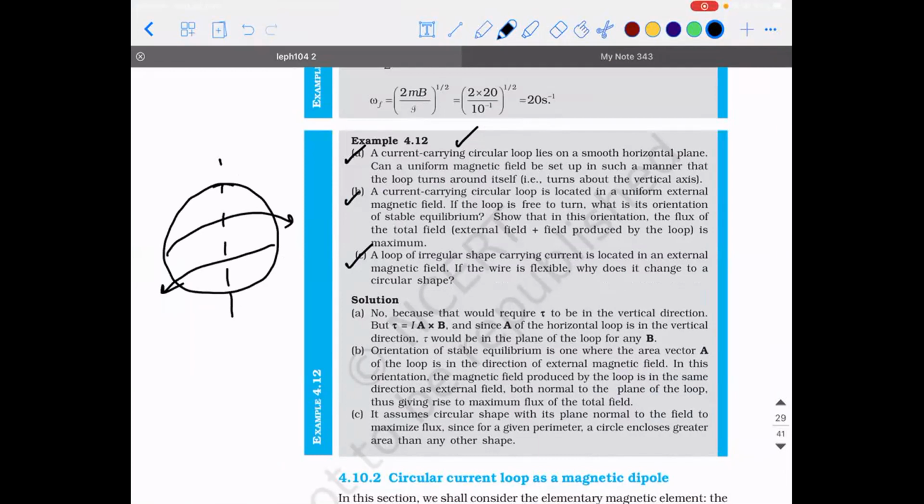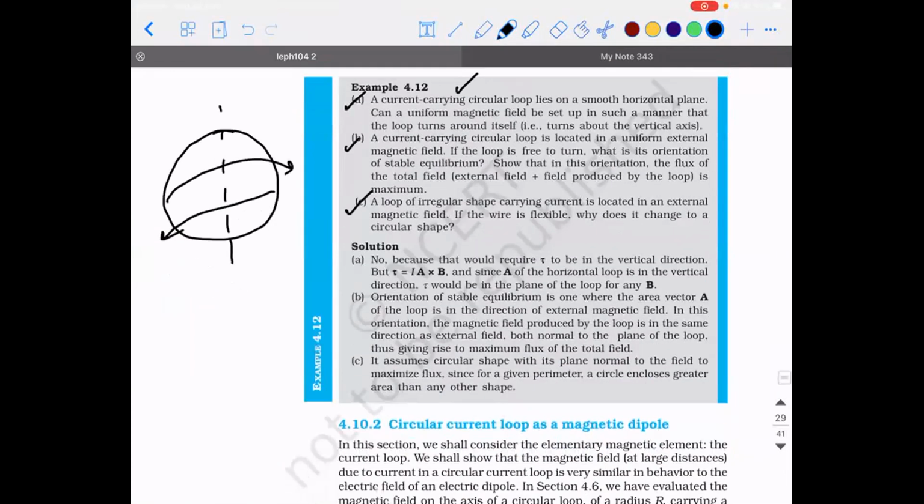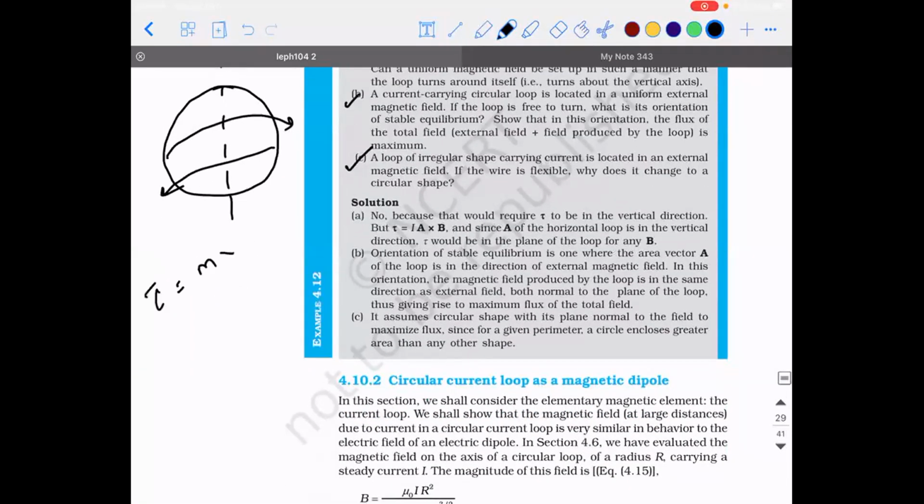Okay. Now we know the formula for torque. So what is the formula for torque? M vector cross B vector, right? Guys, you need to concentrate a lot for understanding this. So torque is equal to M vector cross B vector.